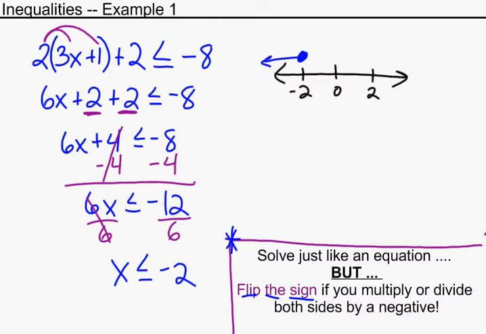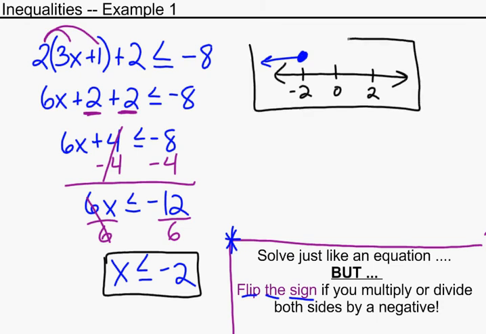I can easily check, plug in a number like 0 to see if it's true. 0 is not less than or equal to negative 2, so I wouldn't shade on that side. I would shade on the other side. So my complete answer has 2 parts. I'm looking at both the inequality statement, x is less than or equal to negative 2, and I'm looking at my number line, showing me where my infinite solutions are, in this case from negative 2 and below.